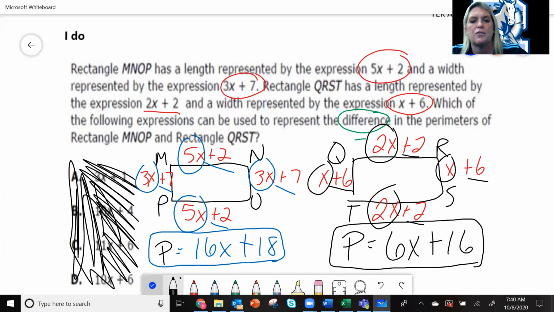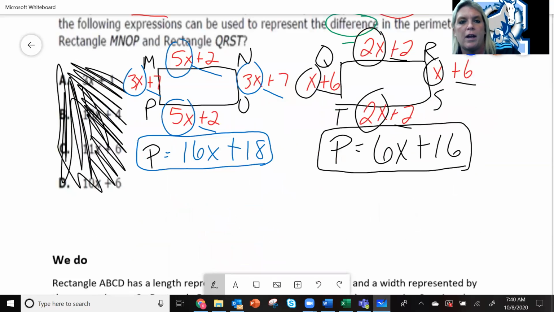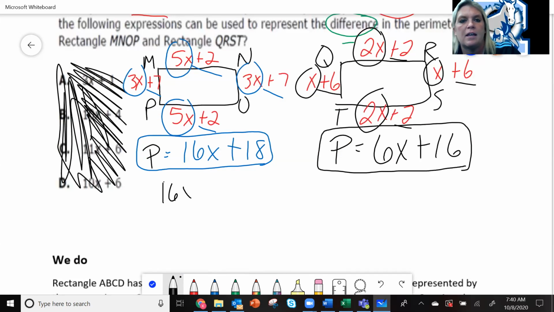Now it's asking us for the difference of these. Remember, difference means to subtract. So I'm going to take 16x plus 18, put that in parentheses. I'm going to subtract the other one, in parentheses, 6x plus 16.